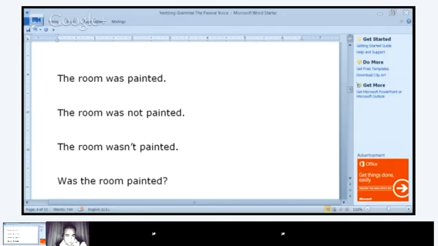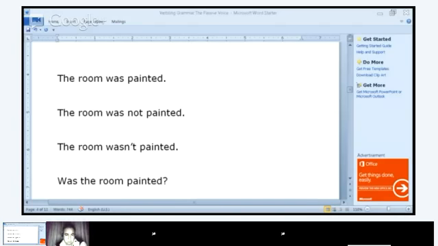So I have a question. Fantastic. Please go ahead. Did someone painted the room? Is that passive? Did someone paint the room? No. So that's active. So did someone paint? The person is painting the room. Yeah. Sorry.